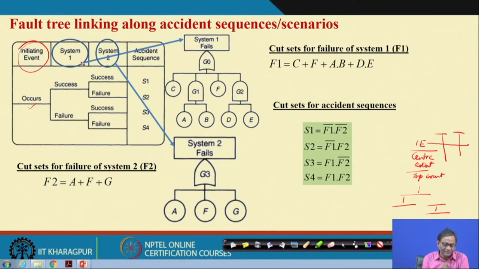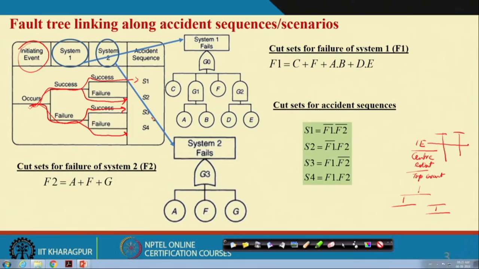Even if system 1 is successful, system 2 will also act, and when system 1 fails, system 2 also acts. As a result, there are 4 accident sequences. The initiating event occurs, then both systems succeed: this is one sequence. The initiating event occurs, then system 1 succeeds and system 2 fails: second sequence. The initiating event occurs, the first system fails and the second system succeeds: third sequence. The initiating event occurs, the first system fails and the second system fails: this is the fourth sequence.